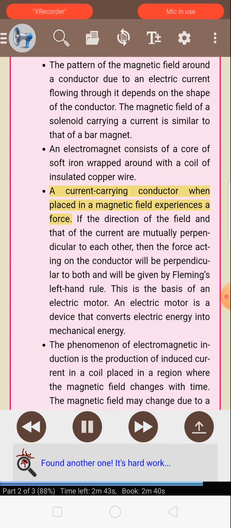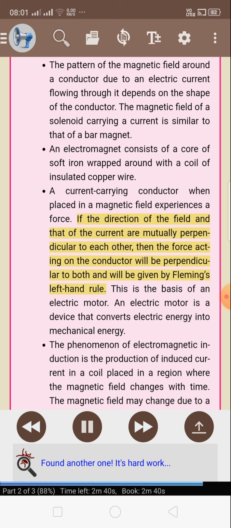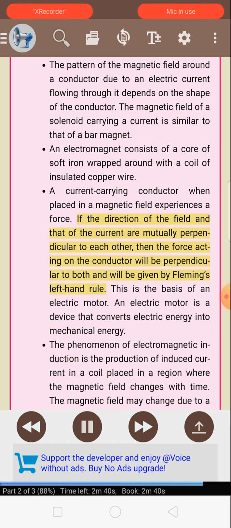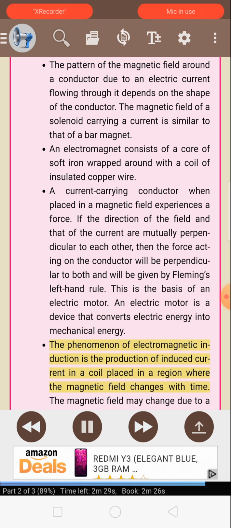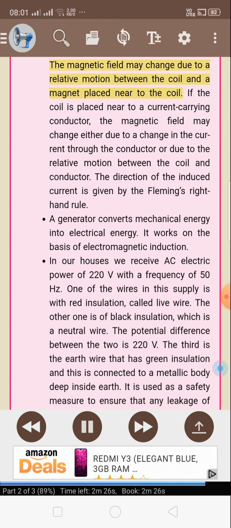A current-carrying conductor, when placed in a magnetic field, experiences a force. If the direction of the field and that of the current are mutually perpendicular to each other, then the force acting on the conductor will be perpendicular to both and will be given by Fleming's left-hand rule. This is the basis of an electric motor. An electric motor is a device that converts electric energy into mechanical energy. The phenomenon of electromagnetic induction is the production of induced current in a coil placed in a region where the magnetic field changes with time. The magnetic field may change due to a relative motion between the coil and a magnet placed near to the coil.